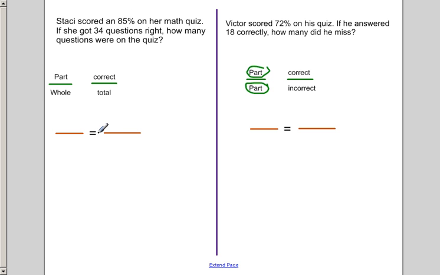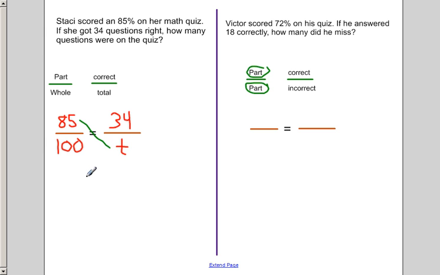All right. So if over here our part is 85%. So 85 out of 100 questions total. And we also know that she got 34 questions right. So that would be our equivalent part over here. And we don't know the total number of questions on the quiz. That's the question we're trying to figure out. So we'll use T.